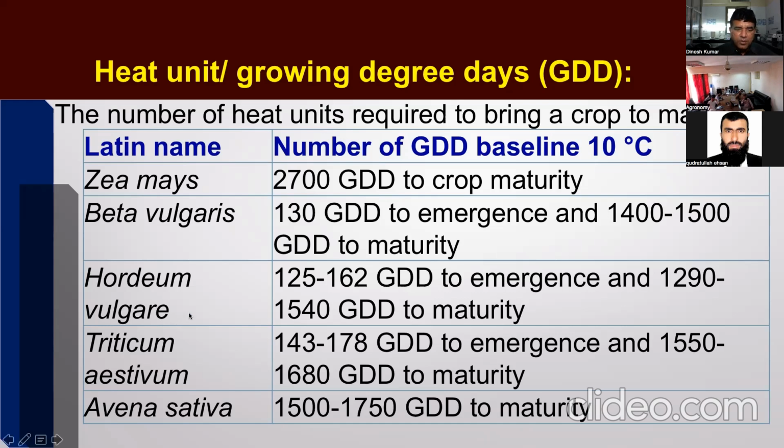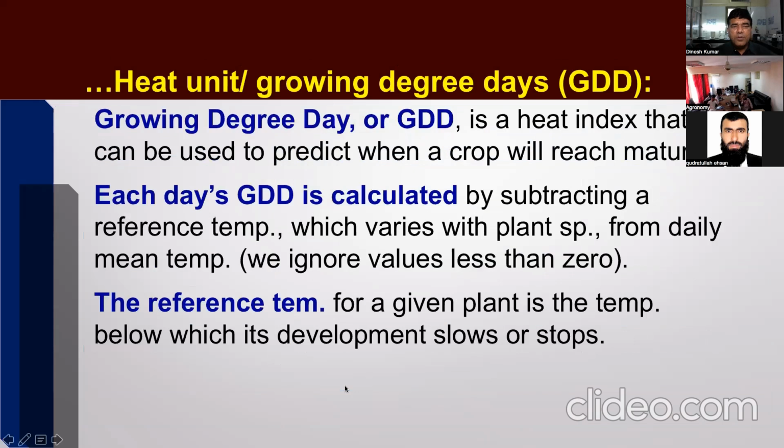Now you can see other crops like Triticum aestivum. Triticum aestivum requires 1550 to 1680. This means compared to maize, the wheat plant requires fewer growing degree days. It is because of the nature of the plant. Normally temperate plants require lower growing degree days, and tropical plants require higher growing degree days. Now you can see growing degree days or GDD. It is a heat index that can be used to predict when a crop will reach maturity.